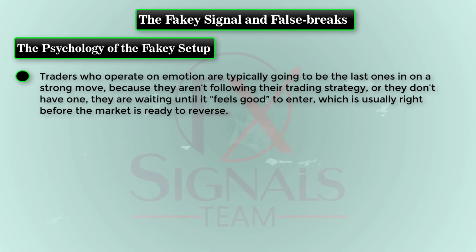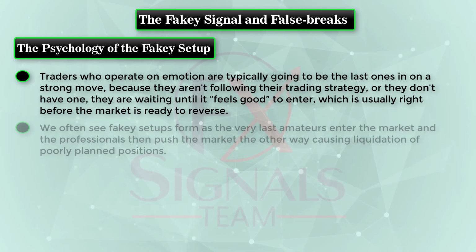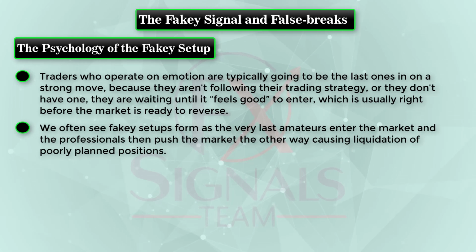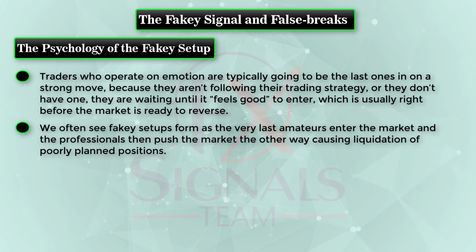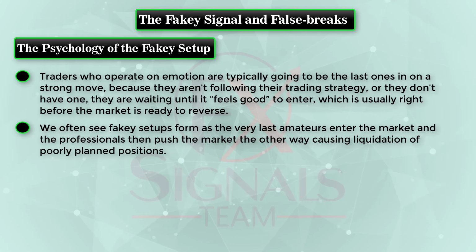Traders who operate on emotion are typically going to be the last ones in on a strong move, because they are not following their trading strategy, or they don't have one. They are waiting until it feels good to enter, which is usually right before the market is ready to reverse. We often see Fakey setups form as the very last amateurs enter the market and the professionals then push the market the other way, causing liquidation of poorly planned positions.